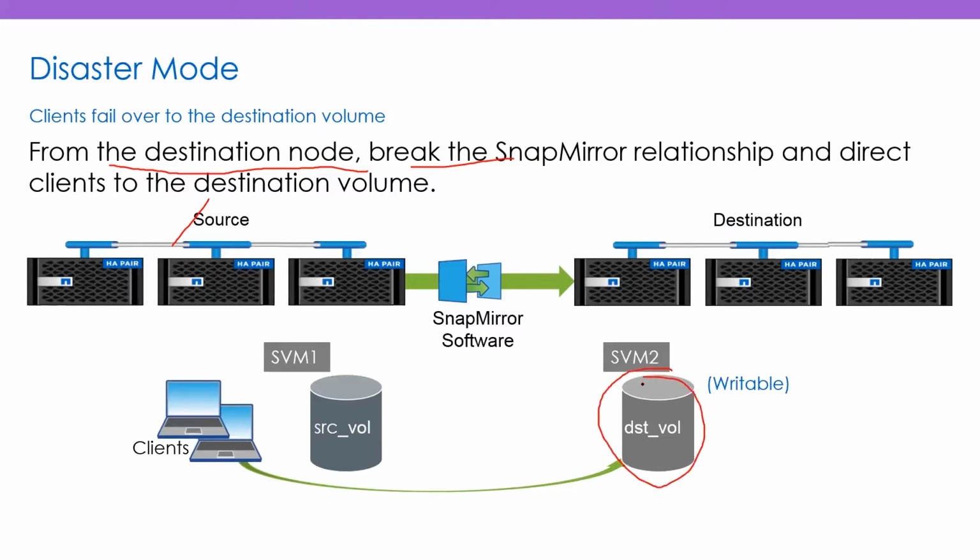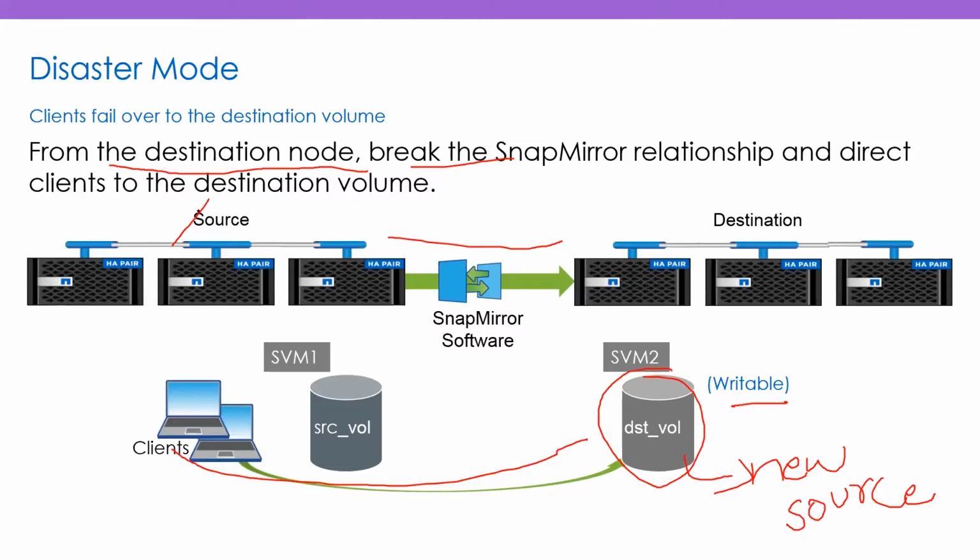And guess what? The moment you break the relationship, this destination volume is writable. I can also say it's my new source, because it is read-writable and people are now working on it. Do you see the direction of the arrow right now? Still it points this way, but nothing can come from the source. So when you break the relationship and make the destination writable, my next role would be to change this, because it is not true. Nothing can come from the source. Rather, you are the master for the volume now.